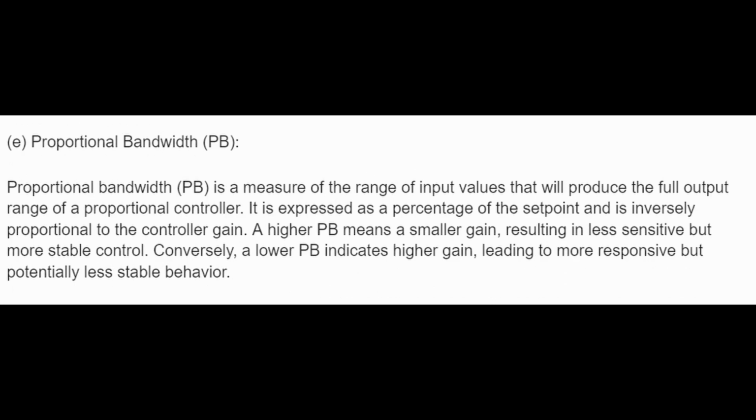E. Proportional bandwidth, PB. Proportional bandwidth, PB, is a measure of the range of input values that will produce the full output range of a proportional controller. It is expressed as a percentage of the set point and is inversely proportional to the controller gain. A higher PB means a smaller gain, resulting in less sensitive but more stable control. Conversely, a lower PB indicates higher gain, leading to more responsive but potentially less stable behavior.